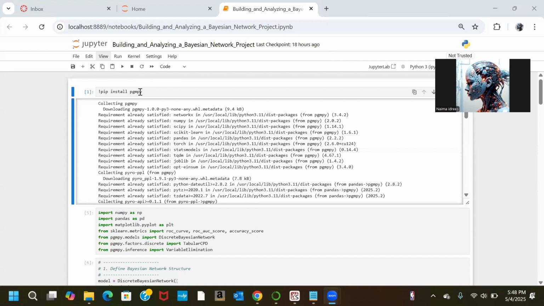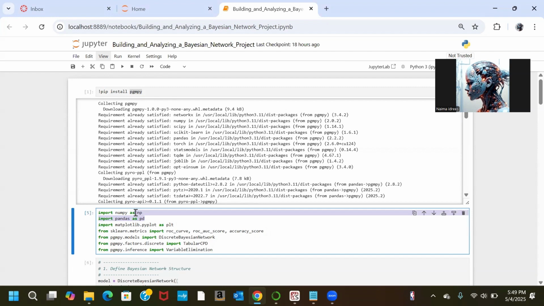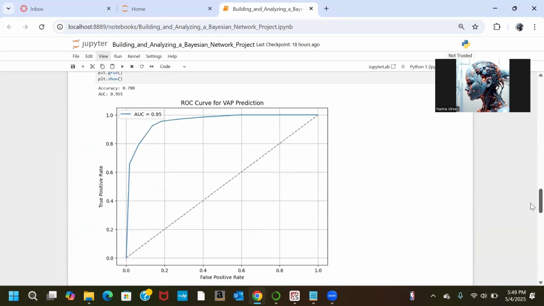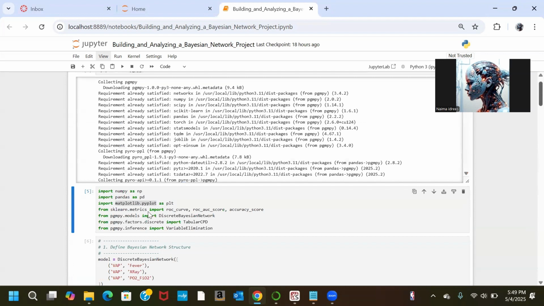Here, we have pgmpy, which we have installed. This is the Python library for probabilistic graphical models, since we are using the Bayesian network. NumPy and pandas we have imported for manipulation and computational tasks. Matplotlib's pyplot we are using for the ROC curve, and the sklearn metrics we have used for prediction performance.